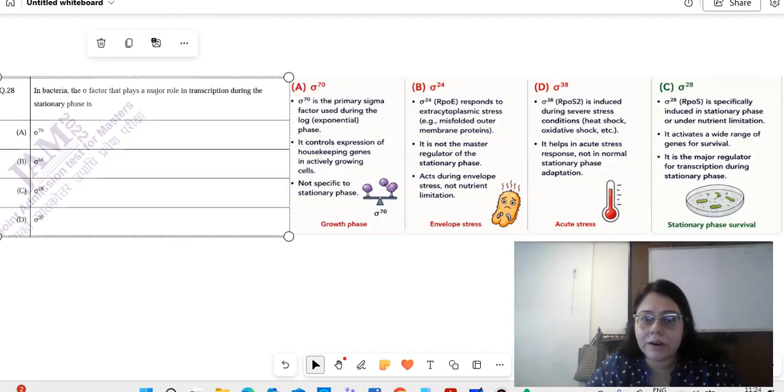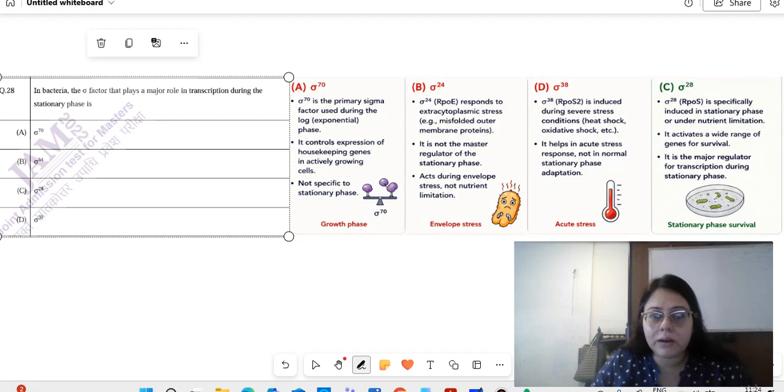Here on the screen we can see all the options explained. I have explained all the options in a diagrammatic way. First, the option is sigma 70. It is not the correct option, as in the question you have to know the role during the stationary phase in bacteria. Sigma 70 is the primary sigma factor used during the exponential phase.